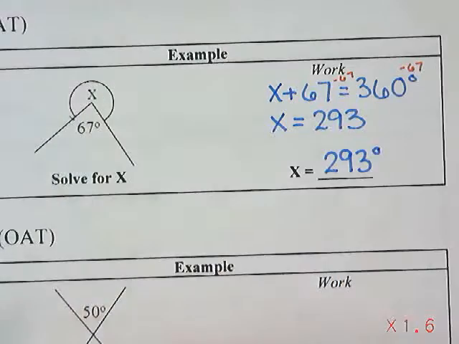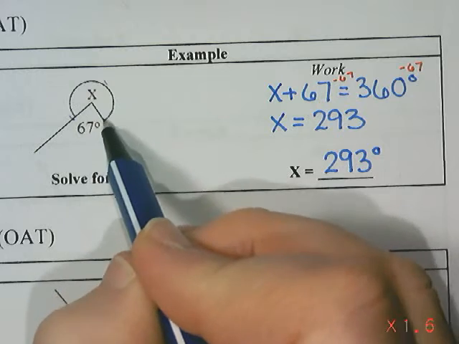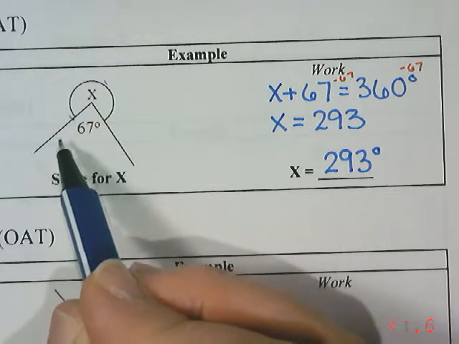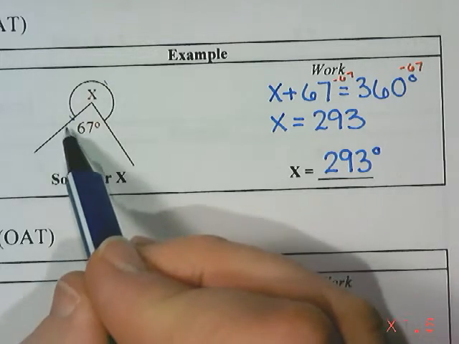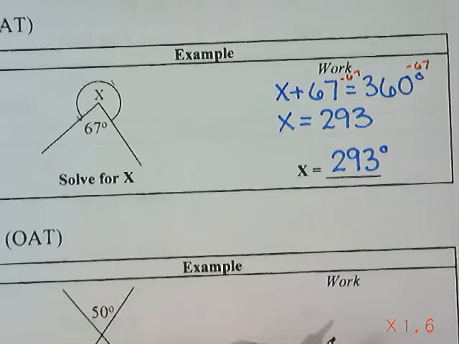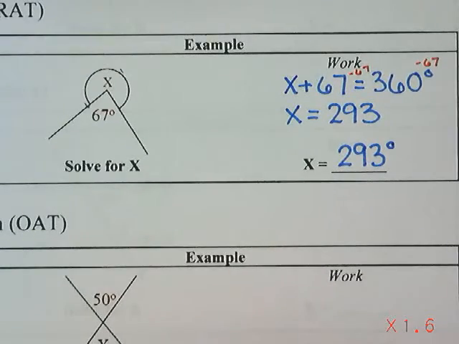Now that's a pretty big angle. So I am just going to look and check and make sure that it is the reflex one, right? If it was this little one on this side, 293 would be way too big for this little angle, but it makes sense for that big one on the back. All right, that was reflex angles.